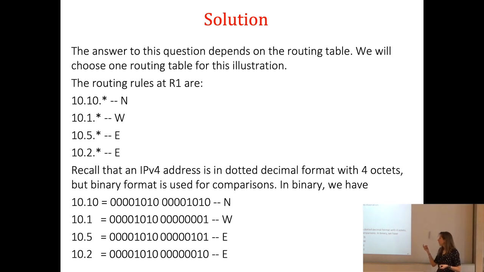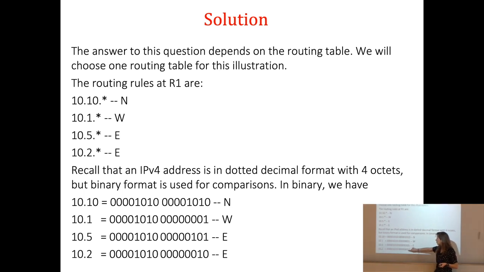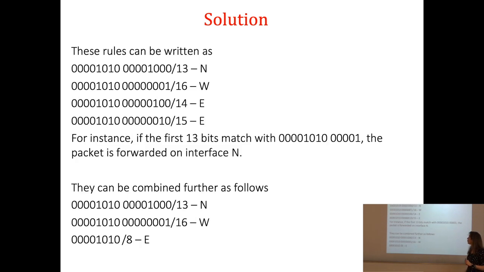From 10.10, if you notice here, there is no other possibility where there is already a 1 here. So whatever we look at, if we stop here and it matches until here, then it should go to interface N, the north interface, because there is no collision, no ambiguity with the others if we stop there. So this can be reduced to this address where we check only the first 13 bits, and then we don't care about the rest, so it can be zeros or whatever.